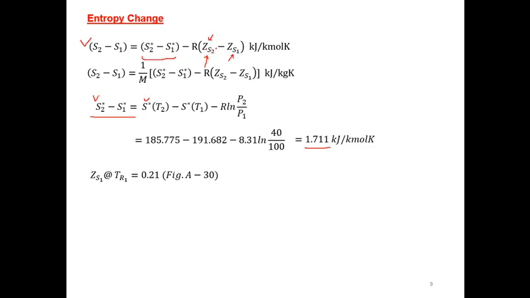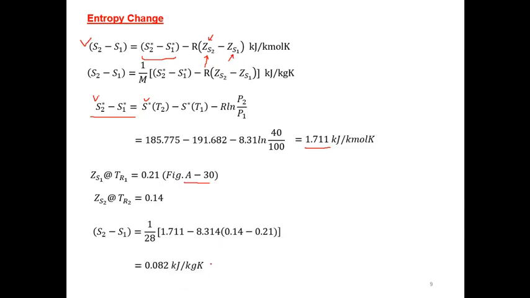So what if we calculate the real gas behavior? For that, we need the values of ZS2 and ZS1. First of all, we need the reduced temperature at state 1, and reduced pressure we already calculated in our previous slide. Similarly, we can calculate the reduced temperature at state 2, and the value is 0.14. We have to read that value from figure A13. If we put these values in the above equation and simplify, the change in entropy for the real gas behavior is 0.082.